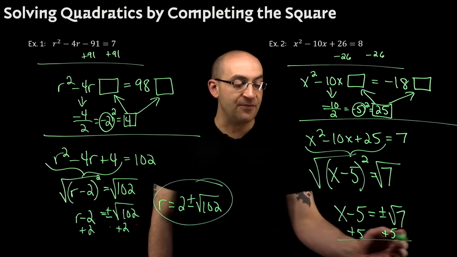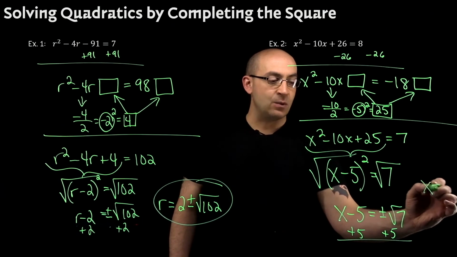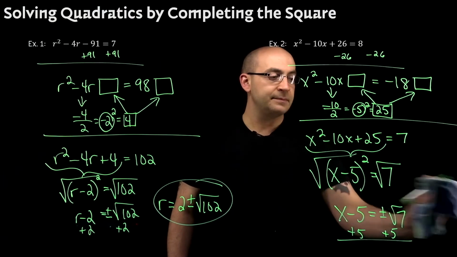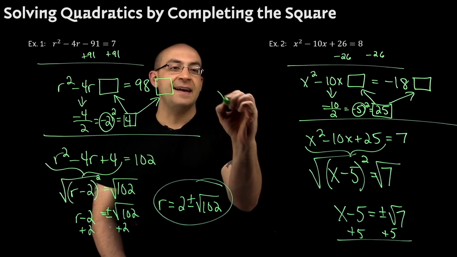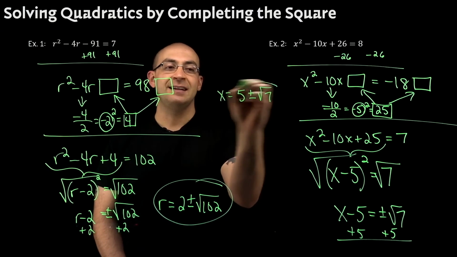Right? So my final answer, I'll write it over here, I don't think you can see it, will be x equals 5. Ooh, you can't see that anyway. How about here? X equals 5 plus or minus the square root of 7. And that's my answer.